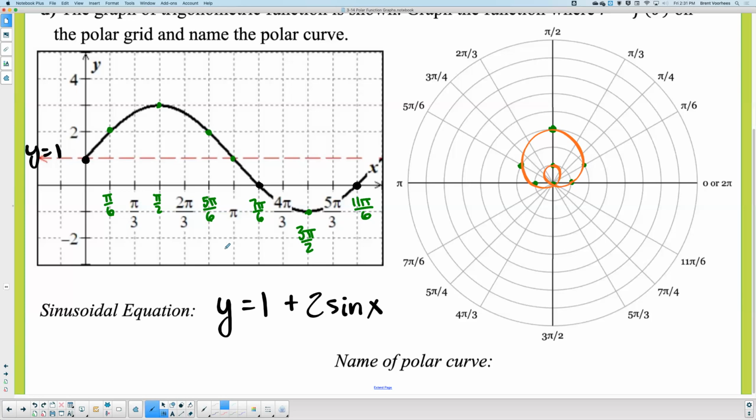Oh, what's the name of this one? You already named it, but I didn't write it down. This is a looped limaçon, is how you would say it using the French.